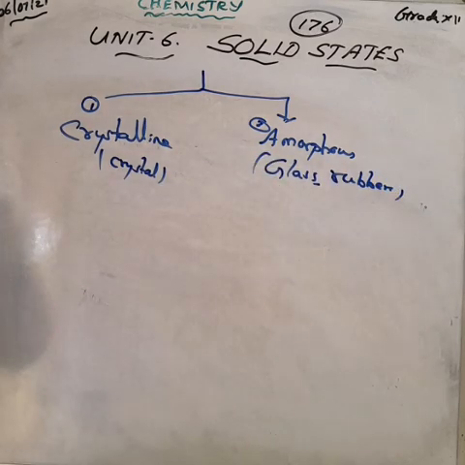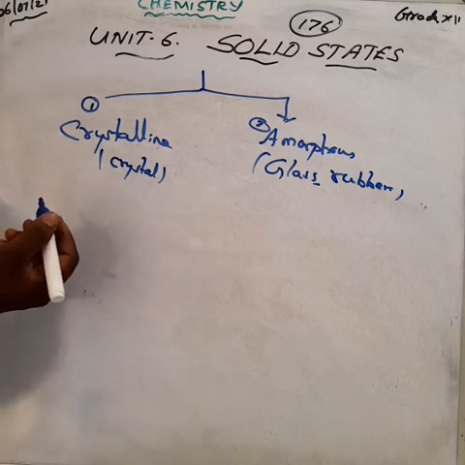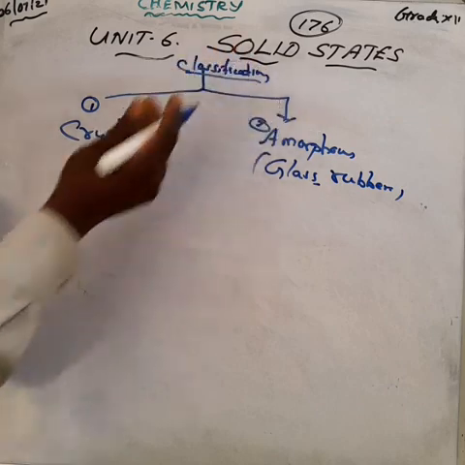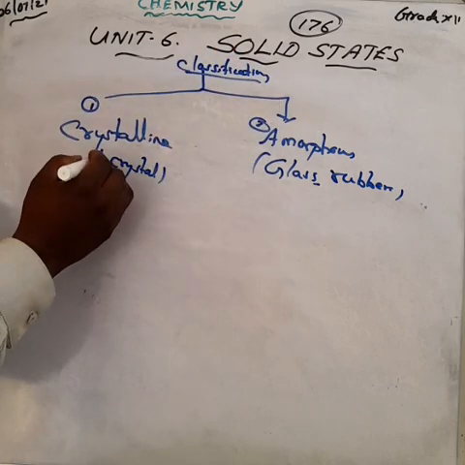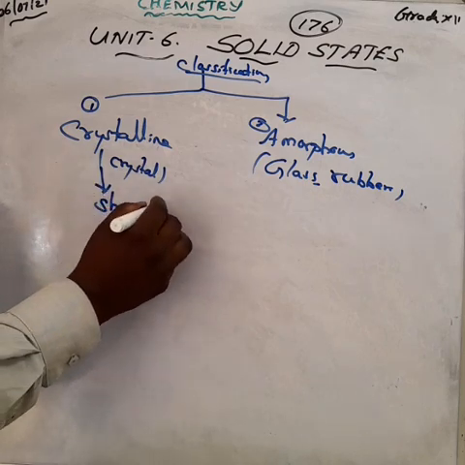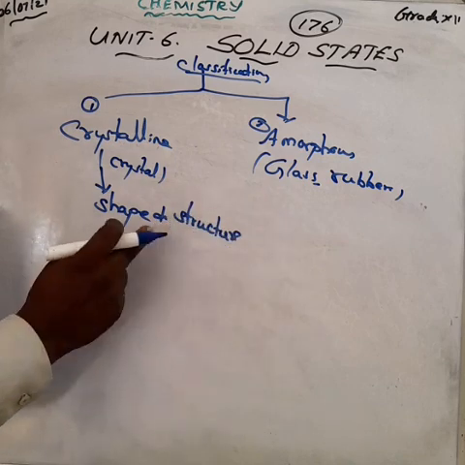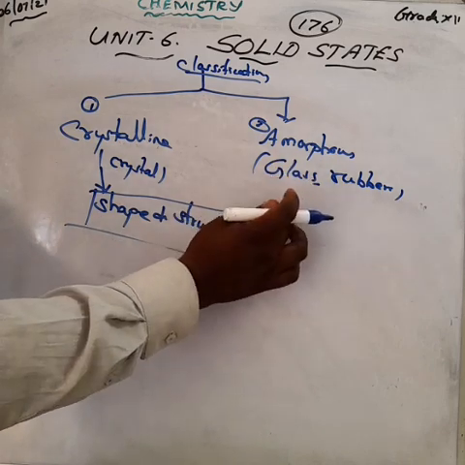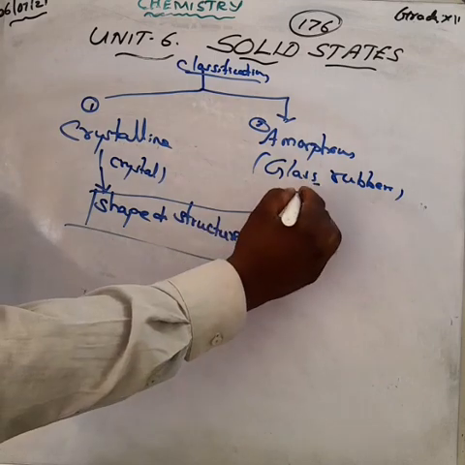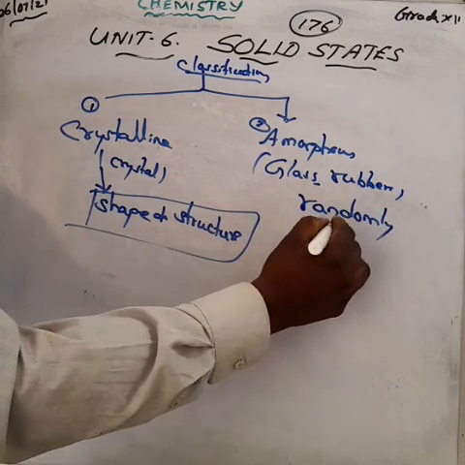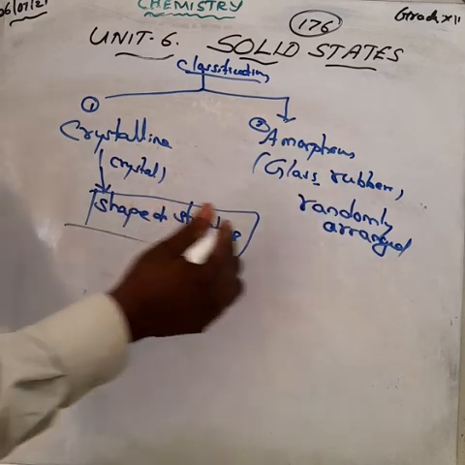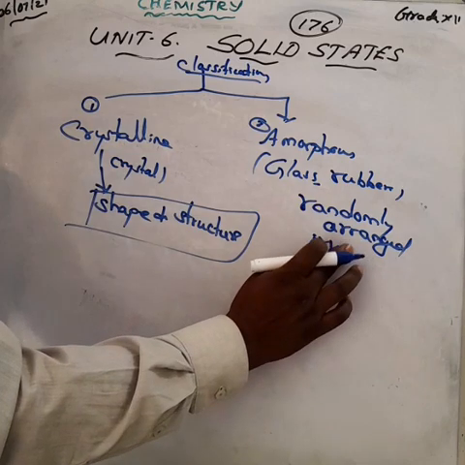One more point: a crystalline solid has a regular shape. They have a definite structure. One of the very important points, they have a regular shape and a definite structure. What about an amorphous solid? Here the atoms and molecules are randomly arranged. Okay, randomly arranged. It has an irregular pattern, not a correct pattern.